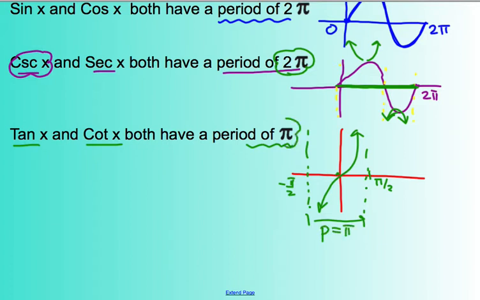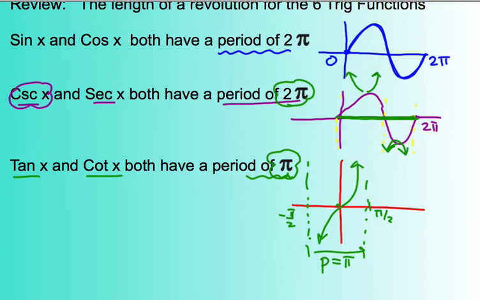So you will need to know the revolution lengths, periods of these 6 trig functions. Again, sine and cosine, cosecant, secant are all 2 pi. And then the tangent of x, the cotangent of x period is pi. And that's going to help us when we solve some multiple angle equations.